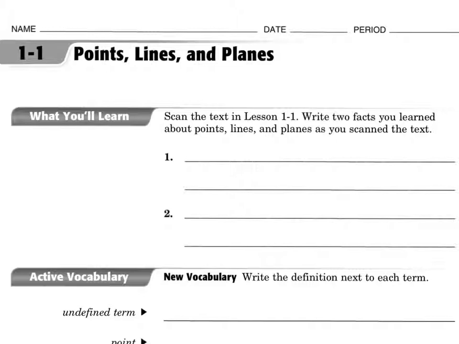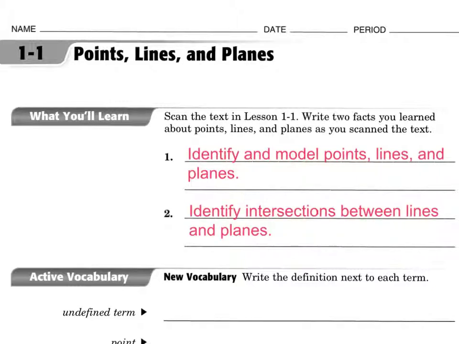This is 1.1, all about points, lines, and planes. At the first part, right at the top, it will say what you'll learn. It wants you to actually read the book, but we'll go ahead here and put out our learning objectives. So the objective for lesson 1.1 is to identify and model points, lines, and planes, and identify intersections between lines and planes. Go ahead and write those two down, and if at any time during the video you need to pause, or there'll be times that I suggest you pause to try to work things out on your own, go ahead and do that. Alright, once you got that done, we're moving on to the next slide.